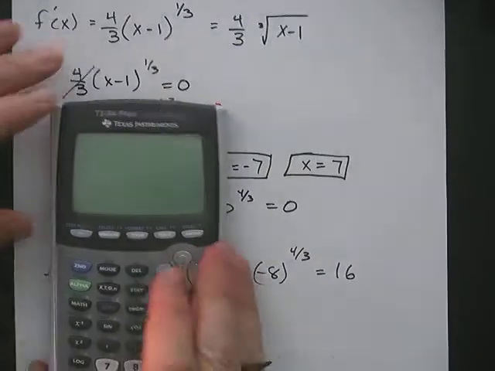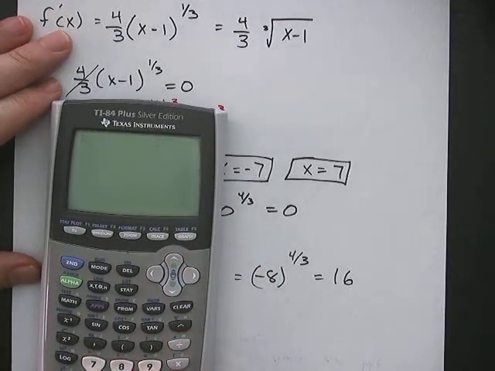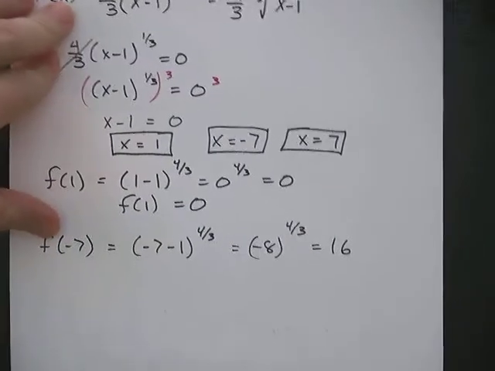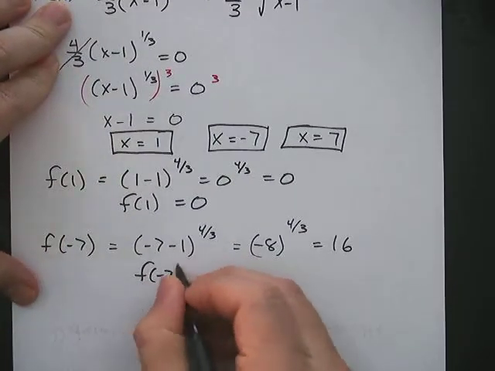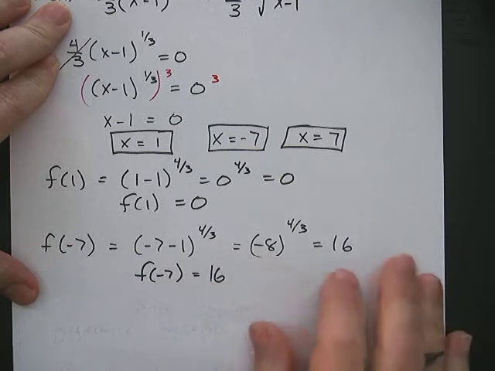You can also pop that in your calculator if you want. So we have a parentheses, negative 8, close parentheses, raise, and open another parentheses because the exponent we're raising it to is a fraction. So 4 over 3, close parentheses. Okay, so that's what it would look like if we typed it in, and we get 16 as an answer. Okay, so that's our second answer. We have f of negative 7 equals 16.